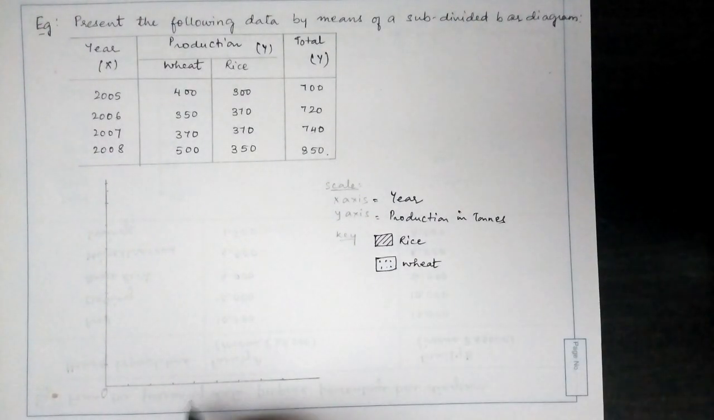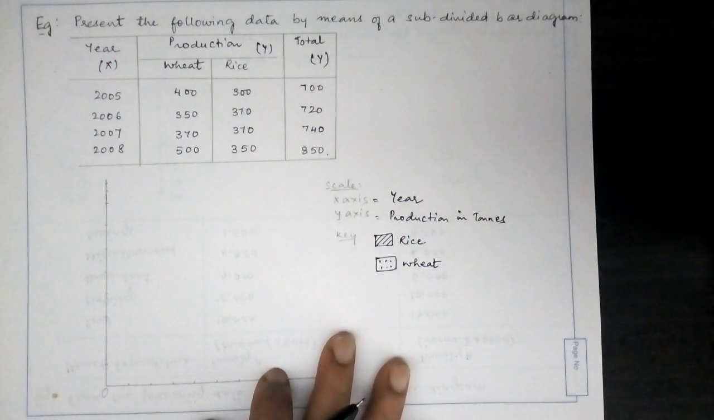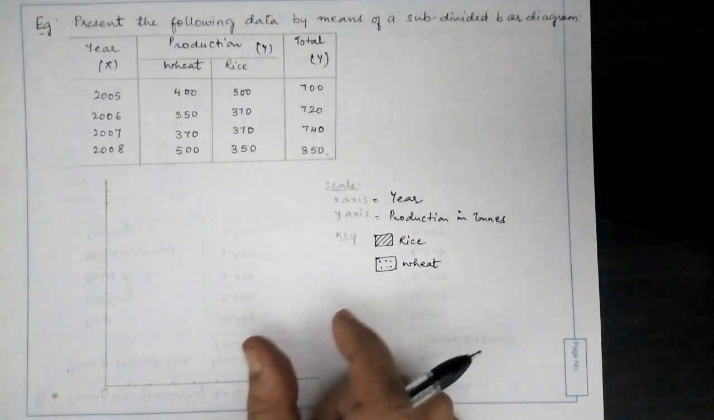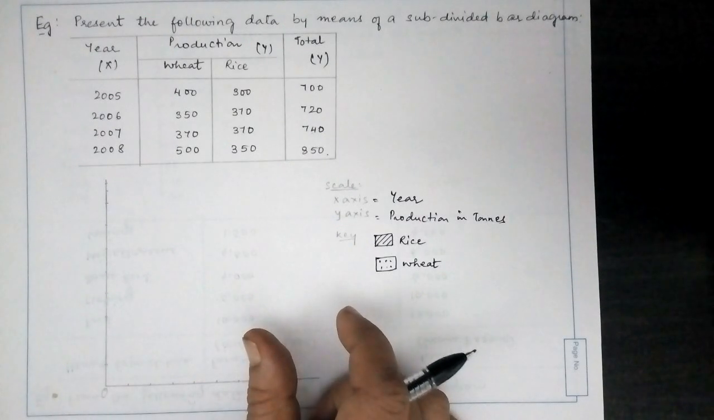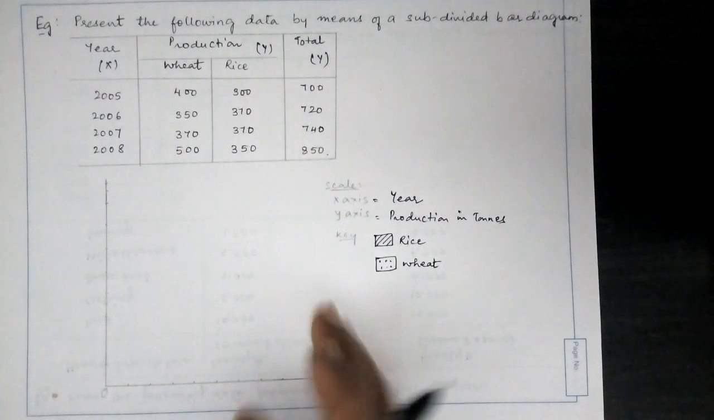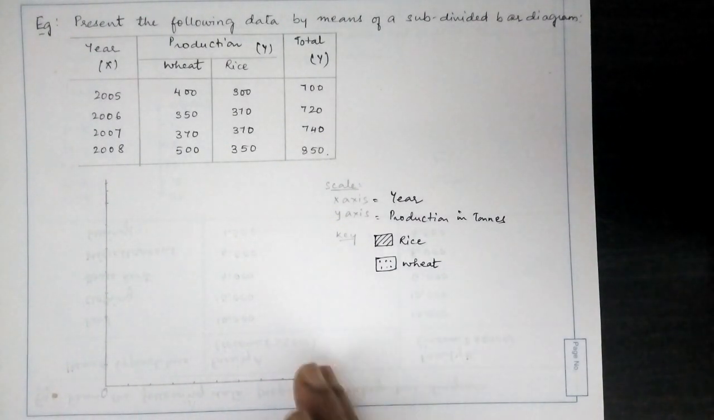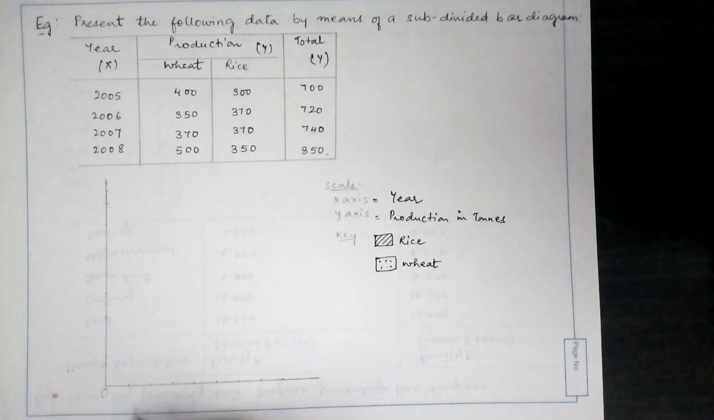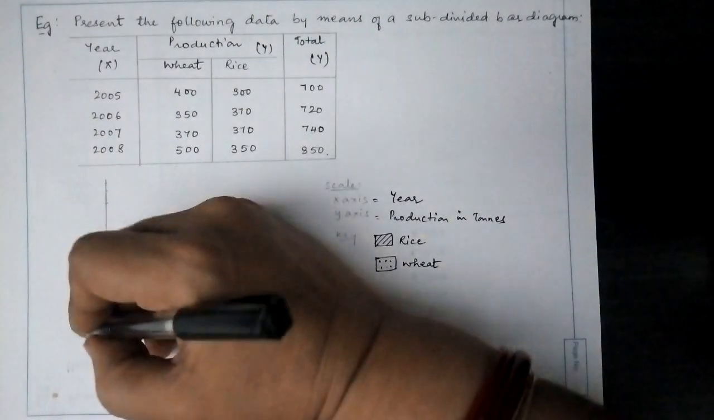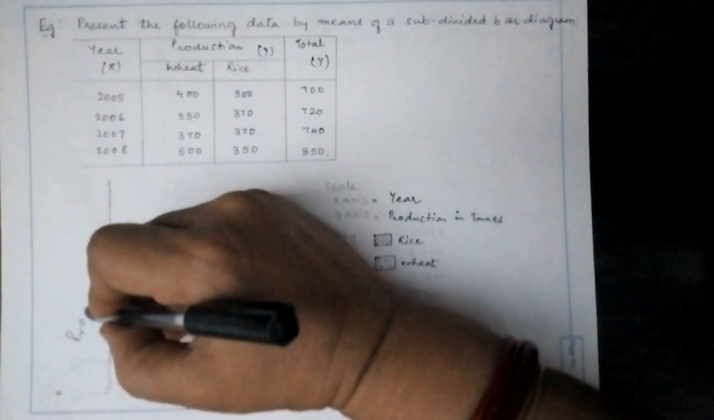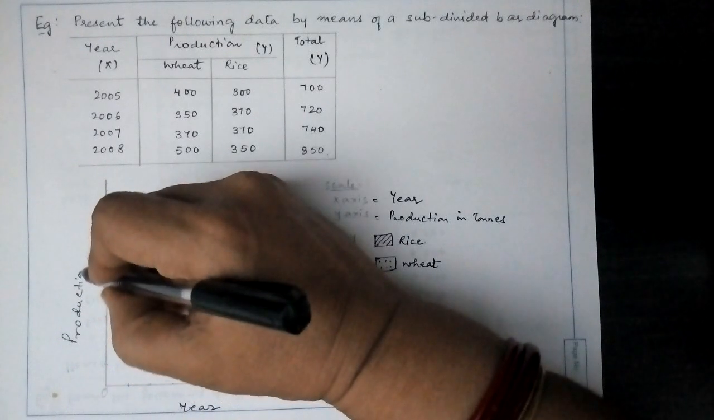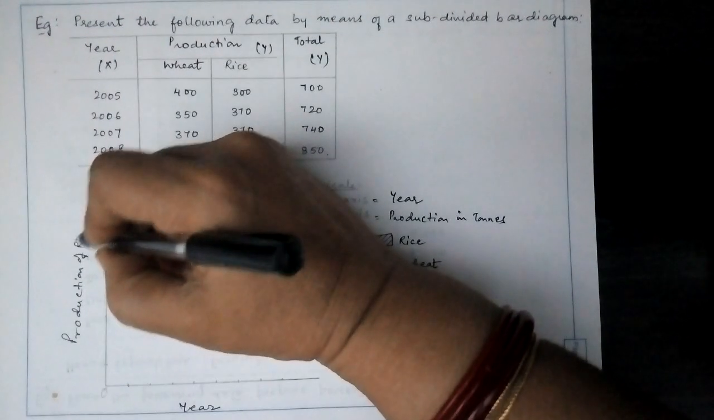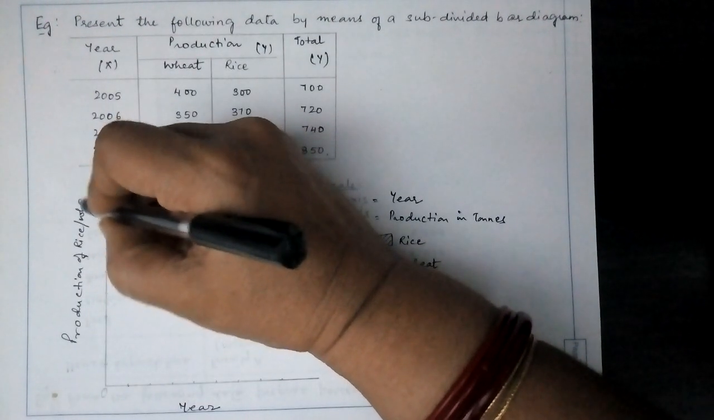So now we will represent on the x-axis years. So here also we need to keep it in mind that 1 centimeter, if it is a breadth of the bar, then the distance between two bars also should be equal to 1 centimeter. So let us say this is 0, and here we are going to represent year, and on the y-axis we are going to represent the production of rice and wheat.